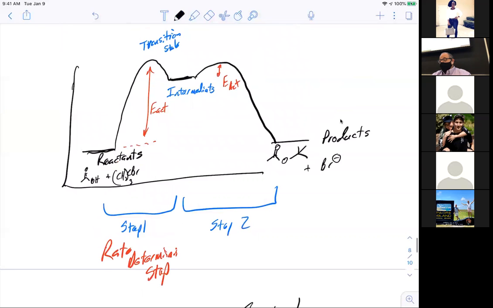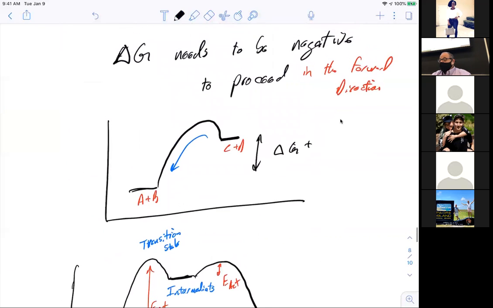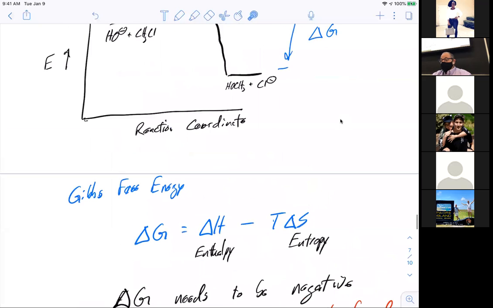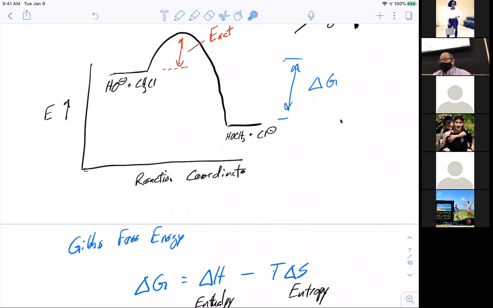Thermodynamic control really has to do with this, right? Where this is versus that. It's not really worried about the process of getting there. And if I had that big change in delta G right here, thermodynamic control, this would be the product, right? Because there's a huge delta G, this is the product.